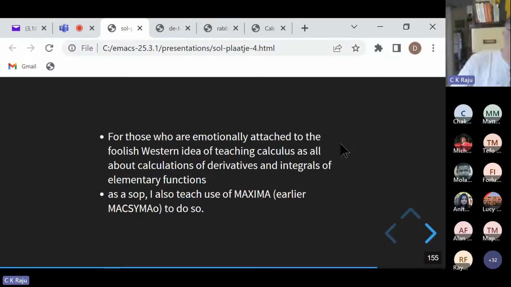Earlier it was called Maxima. It was a Defense Department secret. I was the first to import that package in India. Very expensive, some 20,000 pounds, and then the machine became defunct.